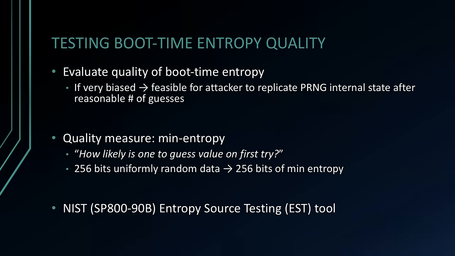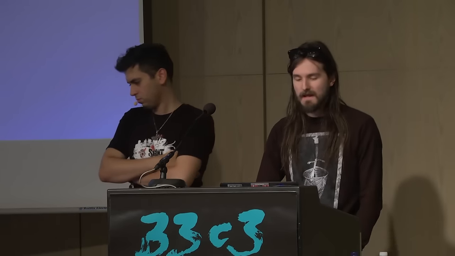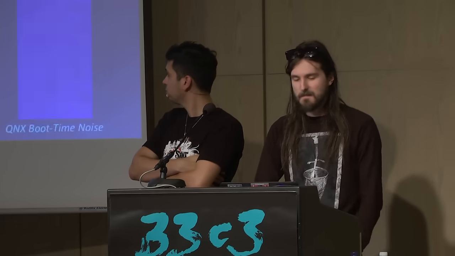So because this sounded kind of dodgy, we decided to evaluate the boot time entropy, because if this is very biased, it might be feasible for an attacker to replicate the PRNG internal state after a reasonable number of guesses. So our quality measure is the min entropy, which basically means how likely you are to guess a particular value on the first try, and 256 bits of uniformly random data have 256 bits of min entropy. We used a NIST entropy source testing tool to evaluate this data.